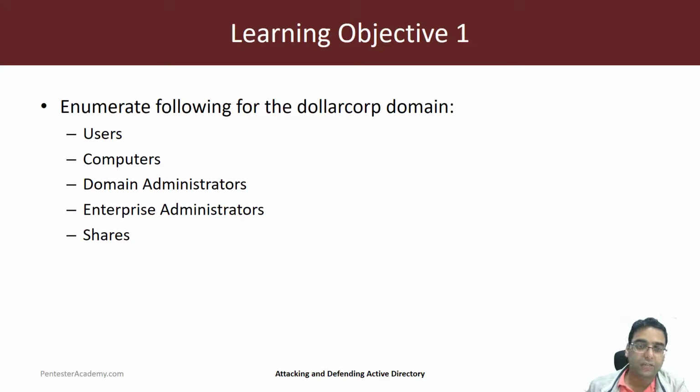So the learning objective for this enumeration part, we are not done with the enumeration yet. For this enumeration part, the learning objectives are: you need to enumerate the following for the $corp domain. It's quite straightforward. Make sure that you use at least PowerView and the Active Directory module to solve these. Feel free to use more tools if you want. So we need to enumerate the users, computers, domain administrators, enterprise administrators, and shares in the current domain with the help of whatever tools we want. If you want, use PowerView and the Active Directory module, or feel free to use any other tool.